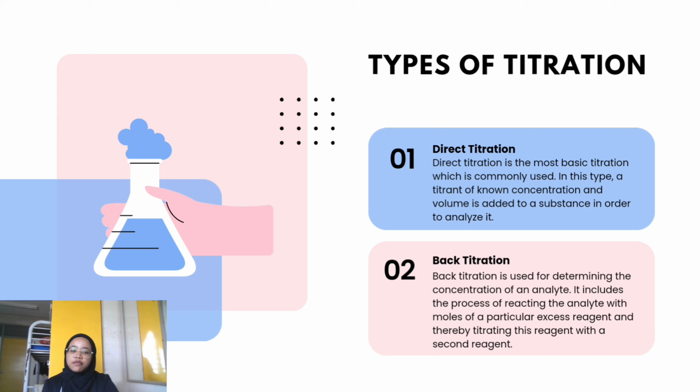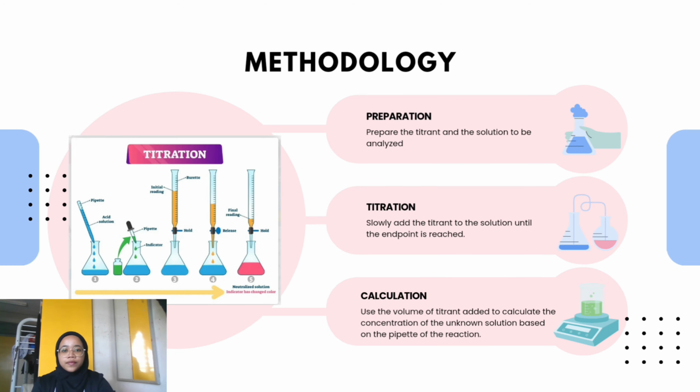Next, we have types of titration. First, we have direct titration. Direct titration is the most basic titration which is commonly used. In this type, a titrant of known concentration and volume is added to a substance in order to analyze it. Second, we have back titration. Back titration is used for determining the concentration of an analyte. It includes the process of reacting the analyte with a mole of a particular excess reagent and thereby titrating this reagent with a second reagent.